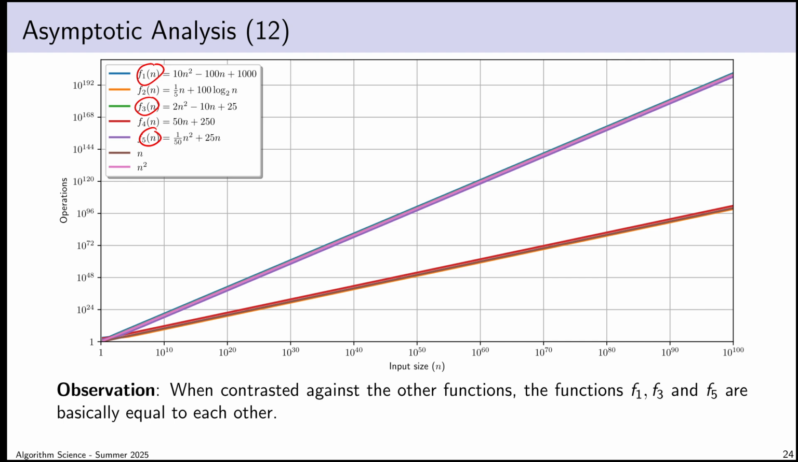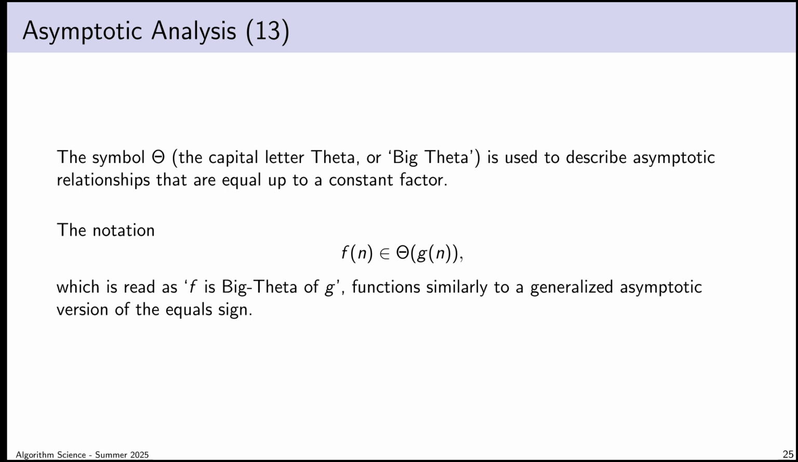I think we should come up with some notation that allows us to say that asymptotically, f1, f3, and f5 are equal to each other. We need basically an asymptotic generalization of an equal sign. And we've got it. It's this. This is the capital letter theta, and we're going to call this thing Big Theta. It is used to describe asymptotic relationships that are equal up to a constant factor.